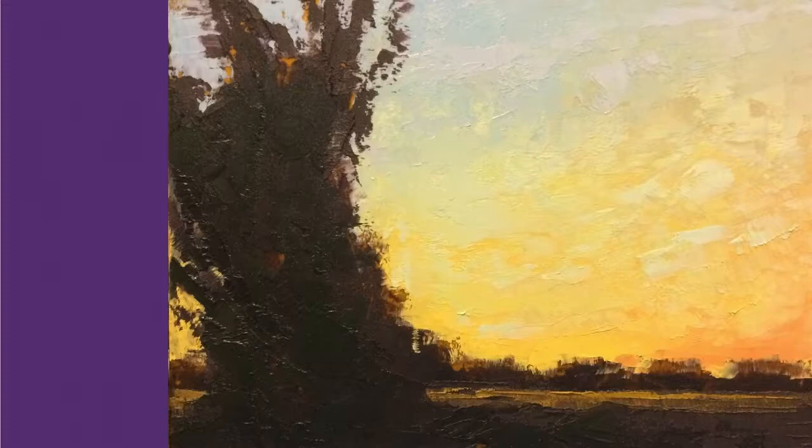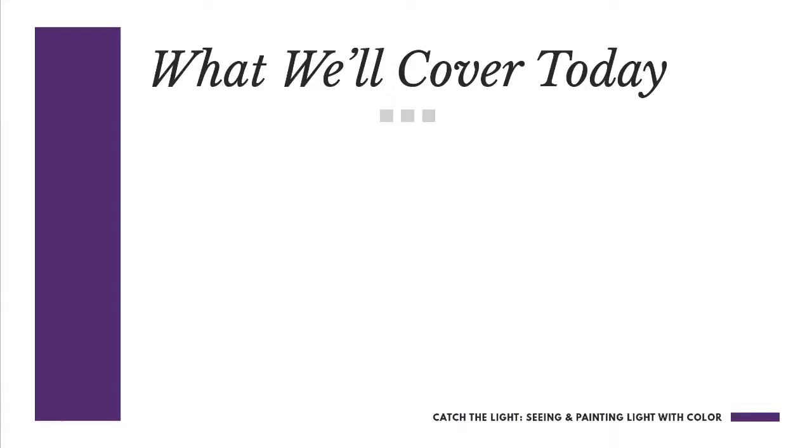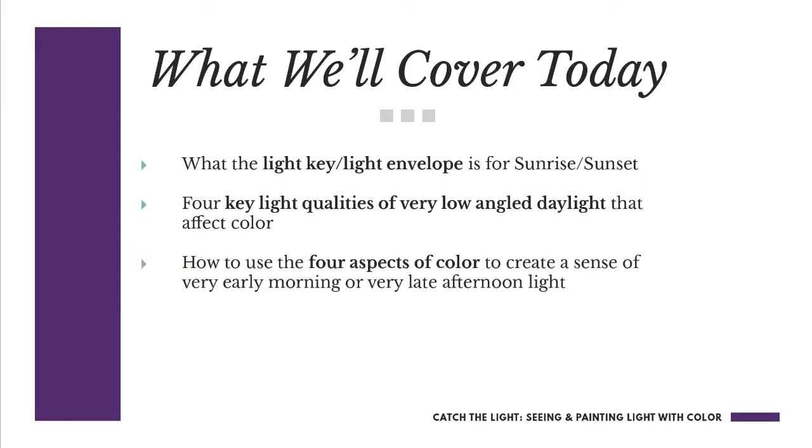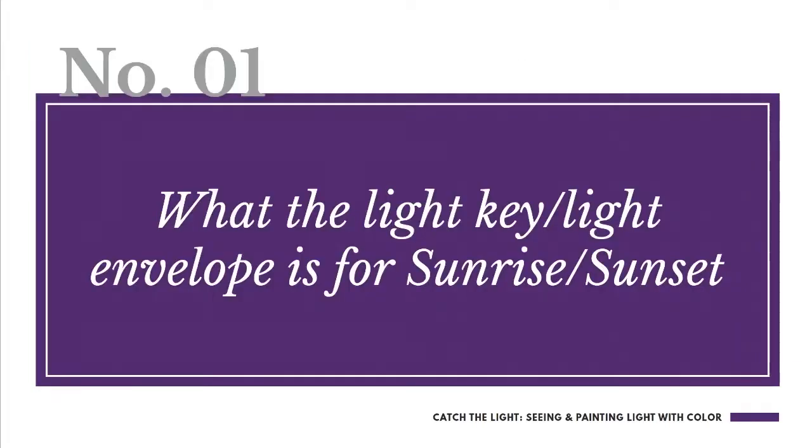So the light is going to be at an extremely low angle. So we're going to have some really different lighting situations and dramatically different color situations than we've had in previous modules. What we'll cover today is first what the light key, light envelope is for sunrise, sunset, so that you can apply that to other sunrise, sunset situations. What the four key light qualities of very low angle daylight are that affect color, and how to use the four aspects of color to create a sense of very early morning or very late afternoon light.